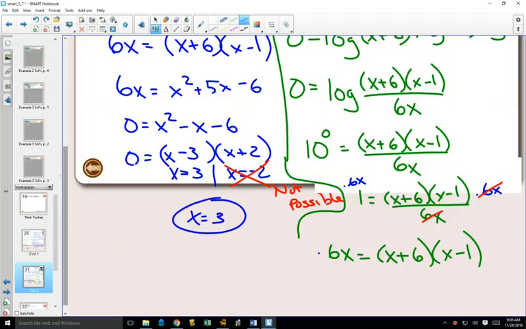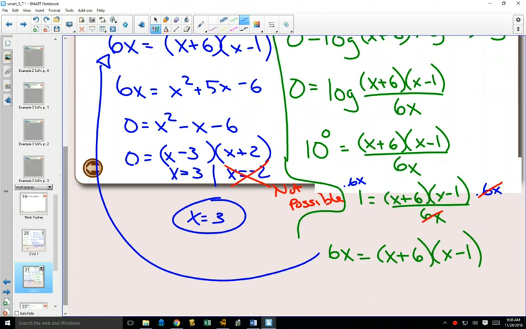And we have succeeded in getting to that step that we had before. So everything after that would be the same as the left-hand side. So is it a little bit longer? Yes. Is it a ton longer? No.